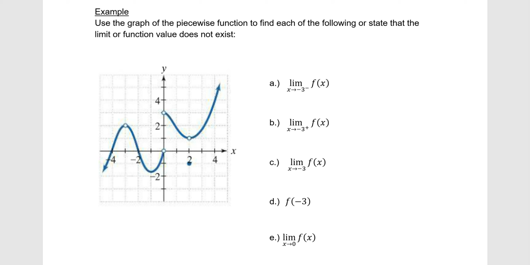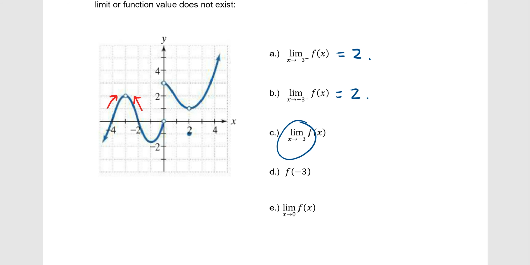The first one is the limit of f of x as x approaches -3 from the left. So we are approaching from the left of -3. It looks like that is approaching a y value of 2. Now let's approach -3 from the right. That still looks like a y value of 2. And now we are trying to evaluate the limit of f of x as x approaches -3. This time the limit from the left and the limit from the right are equal, so that equals the same as those. That limit equals 2.